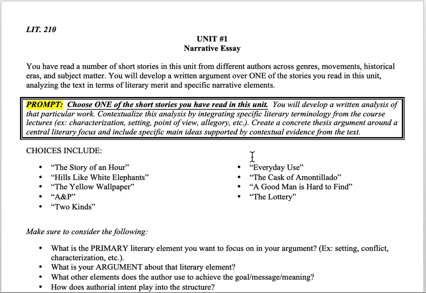And remember that I've kept this fairly broad on purpose because I want you guys to choose the story that spoke to you most intuitively and the one that you really feel like you have the most to say about. So make sure you choose wisely.